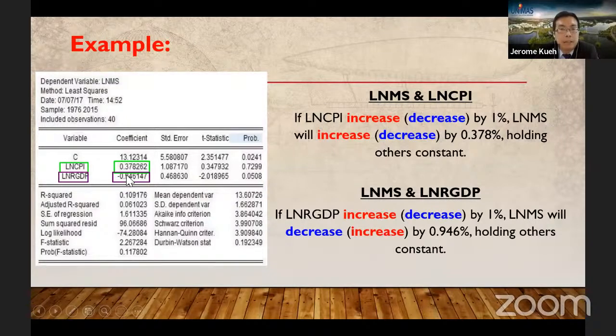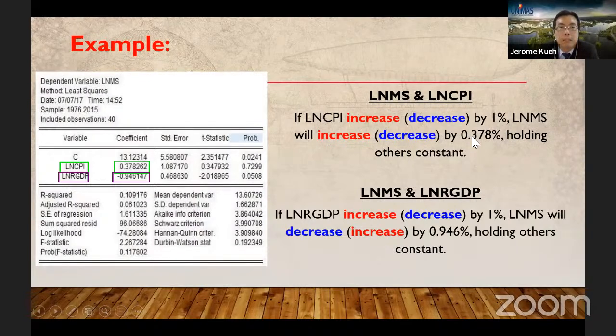And if you look at the coefficient for ln RGDP, it is a negative sign. So it indicates an opposite direction movement. For example, if the independent variable increases, then the dependent variable will decrease. So you will always be in the opposite direction. That is where the sign is very important. And the size is the magnitude of the change on the dependent variable stated here.